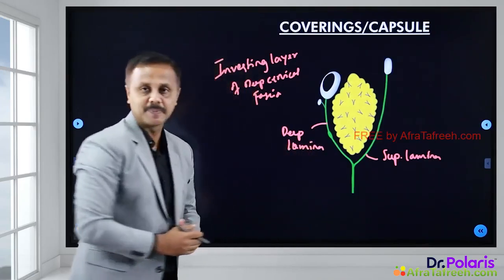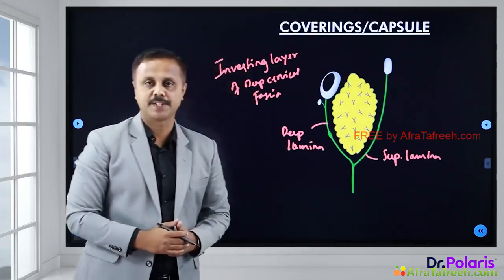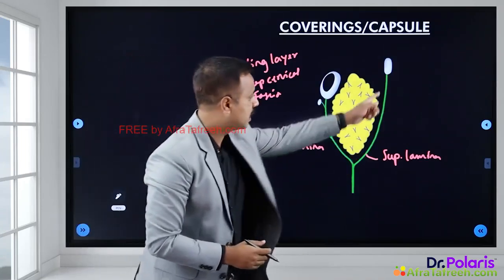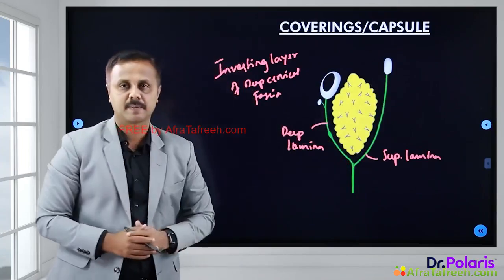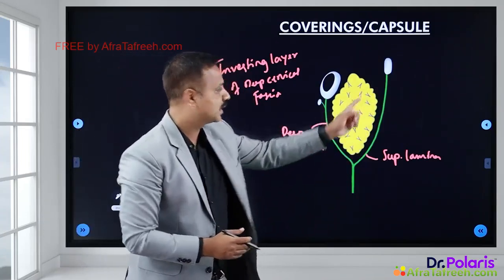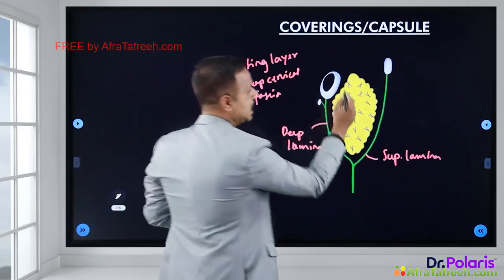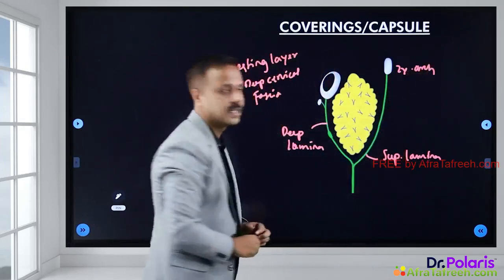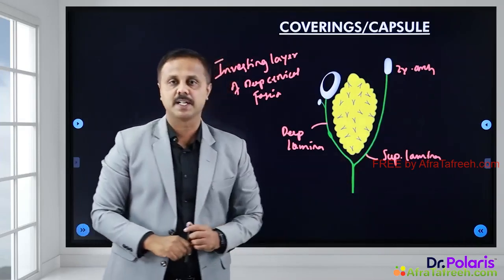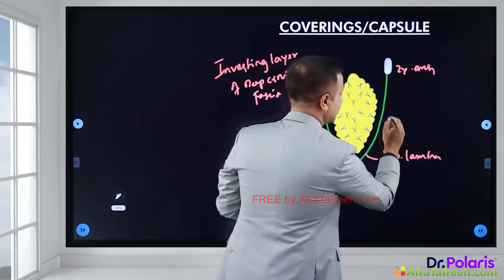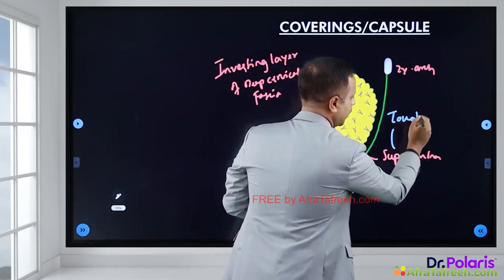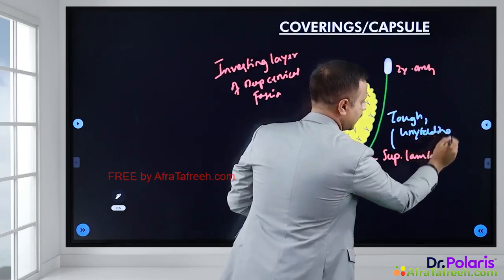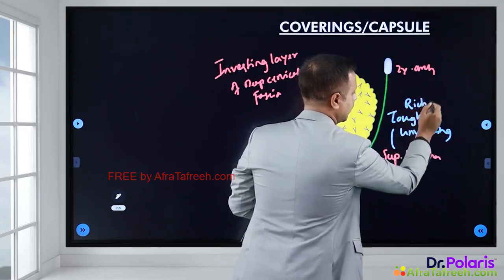I'll just repeat again. The investing layer of deep cervical fascia close to the lower pole or apex of the parotid gland splits into a superficial layer and a deep layer. The superficial layer will cover the superficial surface of the gland and will ultimately get inserted to the lower border of the zygomatic arch. Remember, this layer is very tough. It is tough and unyielding, and it also has rich sensory innervation.